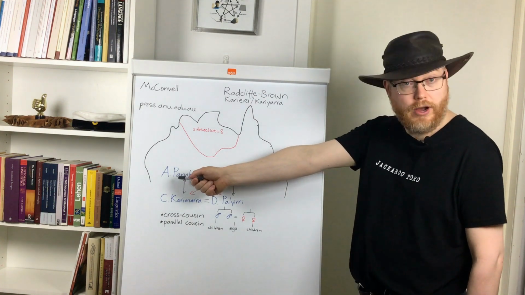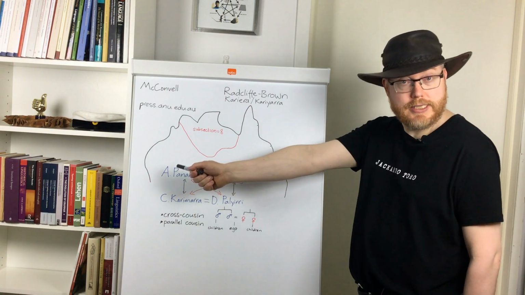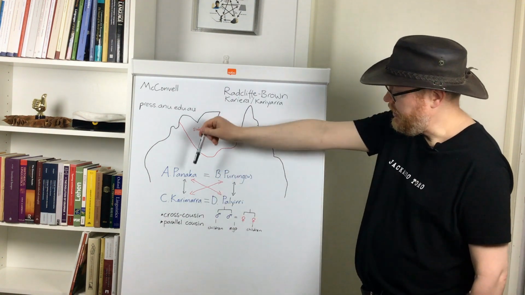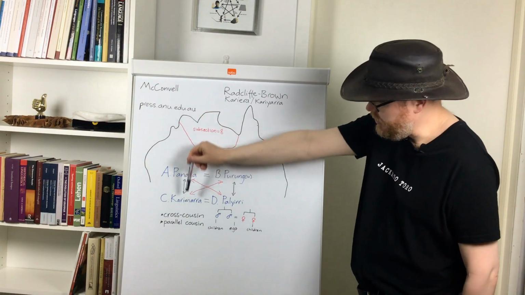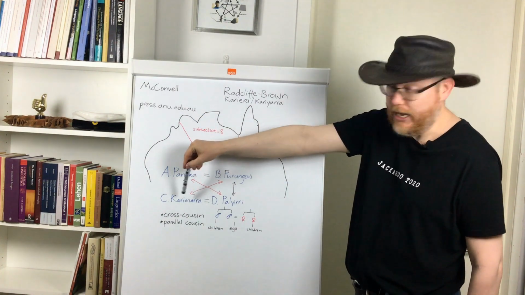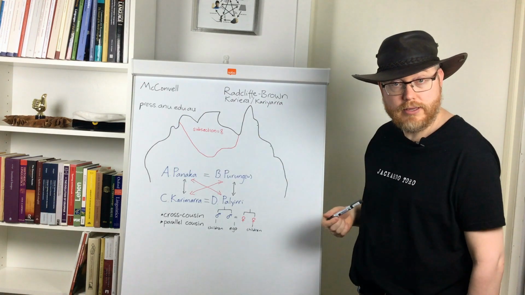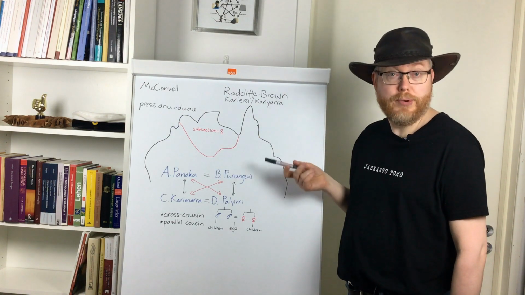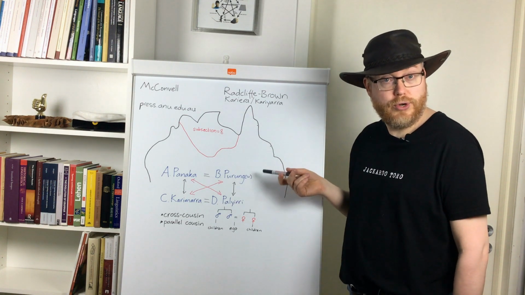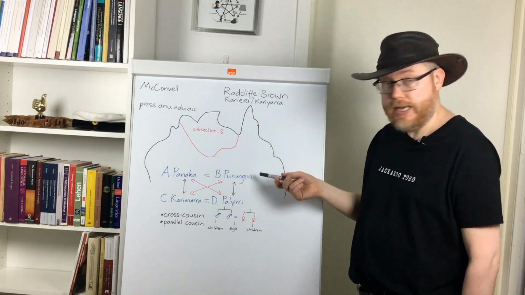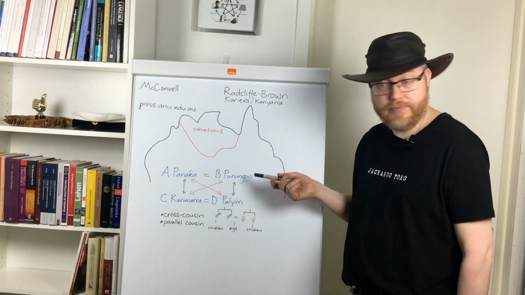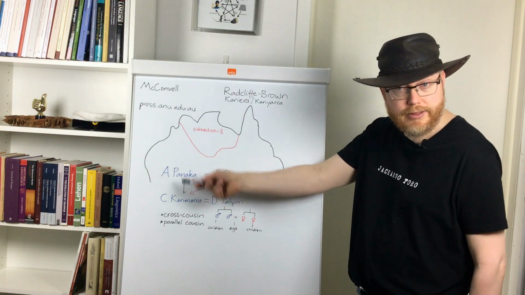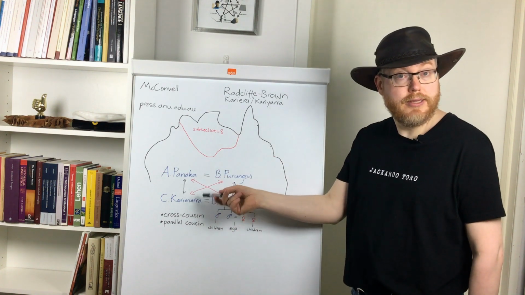So if we have a father here, his sisters are also here, and that means that their children end up down here. If the mother is here, her brothers are also here. That means that mother's brothers take wives from here, and their children end up down there.